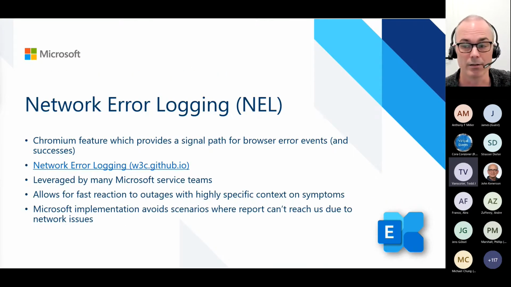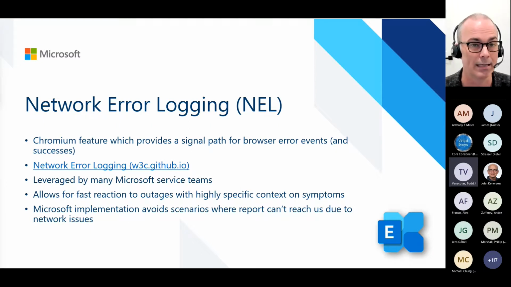Network error logging is another solution that we have. This is built into Chromium. So if you're using the Edge browser, or any other browser that's based on the Chromium renderer, there's a way that websites can push down a policy that says if there's any problem reaching this website, or websites at this namespace, send a report to this address.